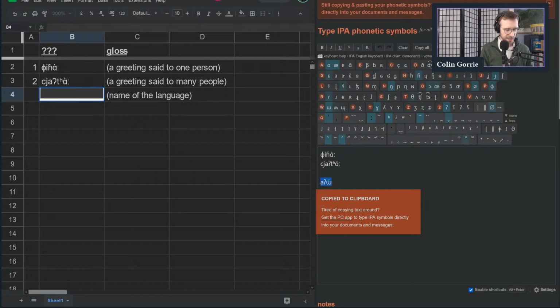Now the question is, I have mids and lows in 1 and 2, and then I have a mid and a high in 3. I don't know if I'm using the same scale for all of these. So, Quain, could you say the name of the language, could you say a greeting said to one person and then the name of the language?